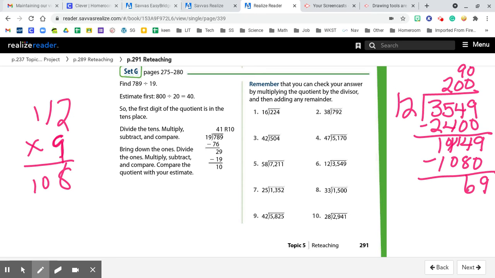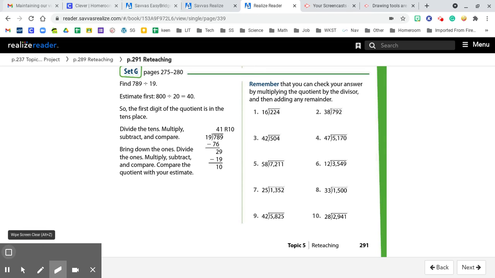So I'd have 290, and I've got 12 times 5 equals 60. So I've got 295, remainder 9. So that's using the partial quotients method. Well, either way, as long as you get your answer.